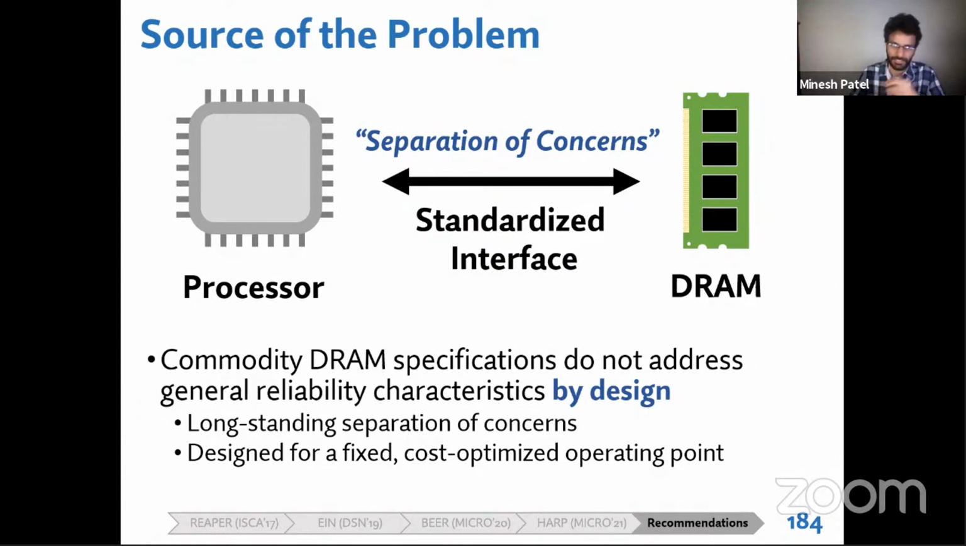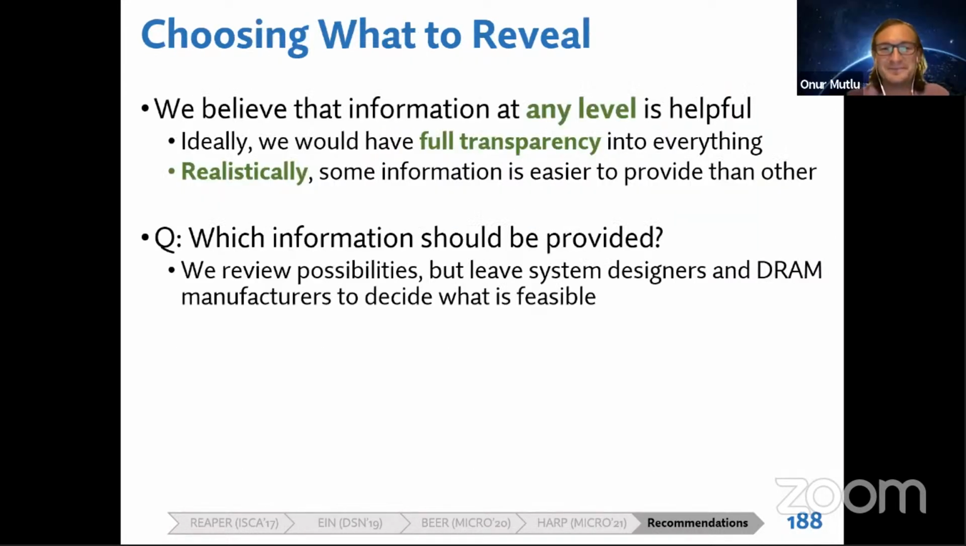Yeah, I quite like that question. I think this is one of the biggest reasons that we weren't trying to set a hard line and say, this is the information that needs to be revealed, right? Because it's not clear to us exactly what the trade-offs are for each piece of information that we might ask for. So here we were saying that we believe that information at any level is helpful.